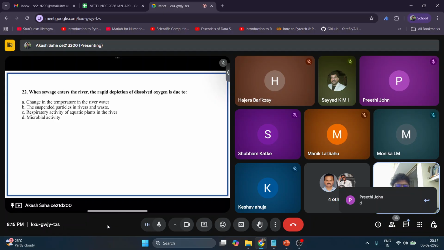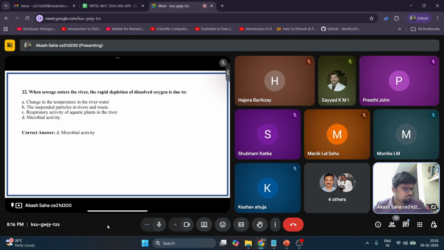So this is very easy, microbial activity, because the sewage, when it enters into a river, carries a lot of organic matter. So the moment the organic matter is put into the river, the microbes present in the river will act upon the organic matter to degrade it, and in that way they will deplete a lot of dissolved oxygen. Okay, so D, microbial activity, is the correct answer.